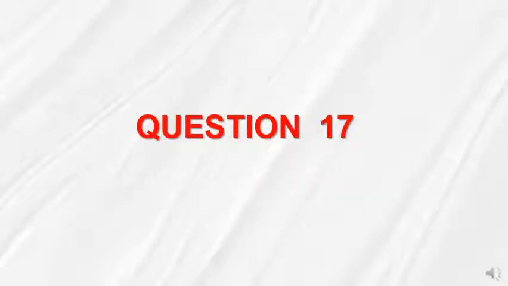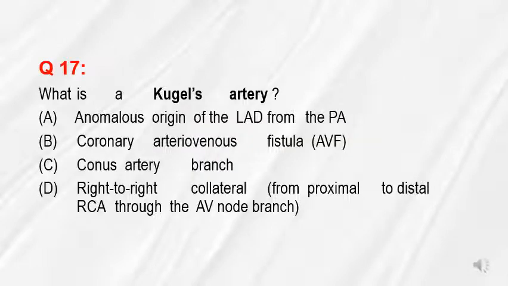Question number 17. What is a Kugel's artery? Anomalous origin of the LAD from the pulmonary artery, coronary arteriovenous fistula, conus artery branch, right to right collateral from proximal to distal RCA through the AV nodal branch.